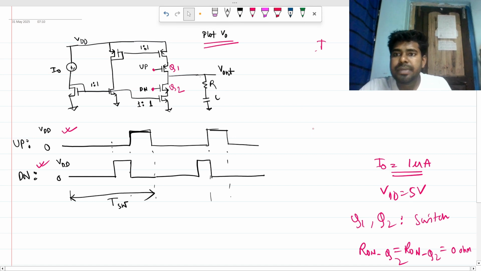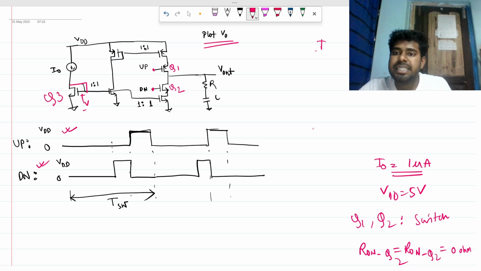Now you can see it is a diode connected device. Let's say this is Q3, so it will make a VGS here. And let's say this is Q4. So Q3 and Q4 form a current mirror, and this is an identical device to Q3 and Q4. So this current will flow through this branch as well. This will be I naught as well.